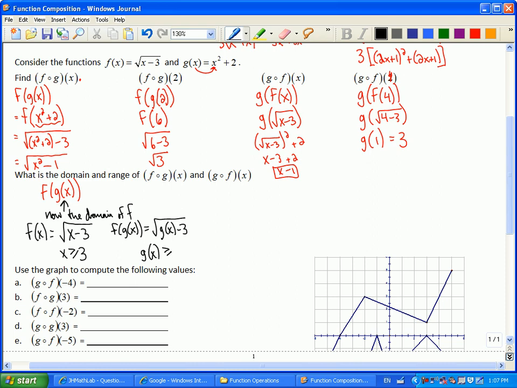Because I've made this composition, g of x has to be greater than or equal to 3 this time. What is g of x? Well, it's x squared plus 2. So I need to make sure x squared plus 2 is greater than or equal to 3. That's the constraint I have to work under, in order to make sure that this thing works the way I intend it.